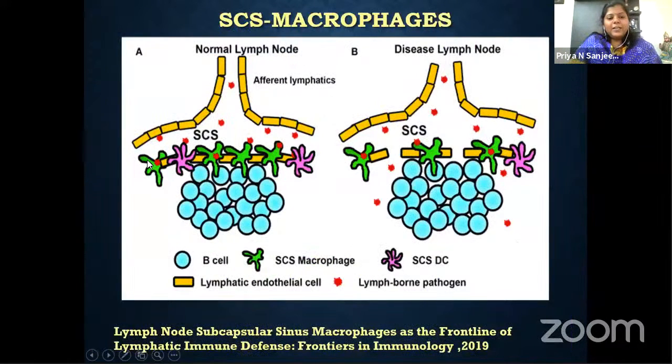So on the floor of the subcapsular sinuses, there are macrophages, which are called subcapsular sinus macrophages. Their role is that they act as frontline warriors. As soon as the antigen enters, they take up the antigen and present it to the dendritic cell and thereby to the B cells.